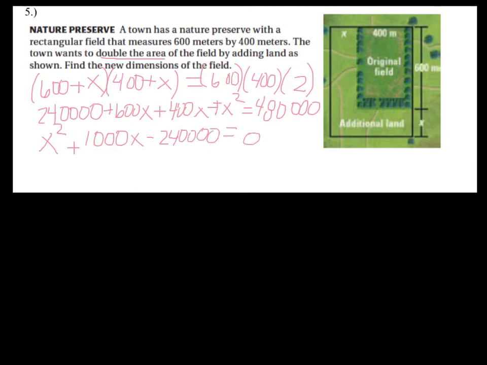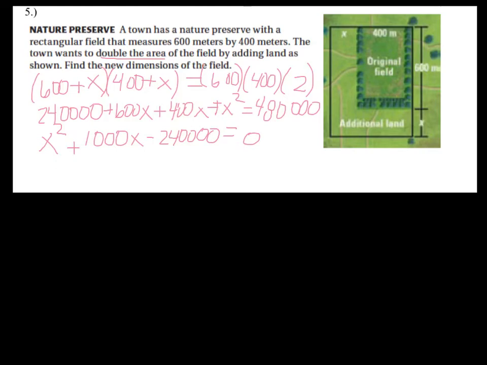So what I did there was I put this term first, x squared. I combined these x's to get 1000x. Then I subtracted this value from this side, and for balance I had to subtract it from the constant over here as well. So 240,000 minus 480,000 gives me negative 240,000. So that now it's equal to 0. I can factor and use the zero product property.